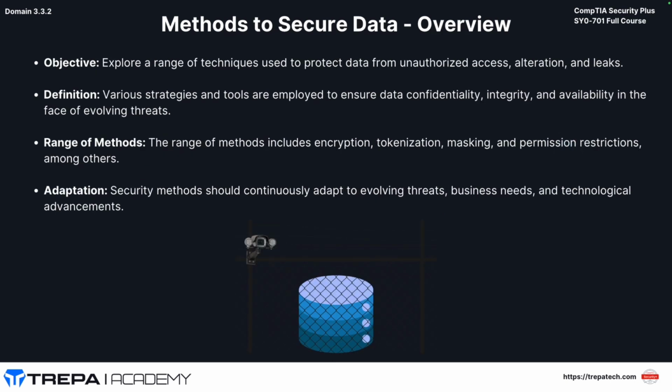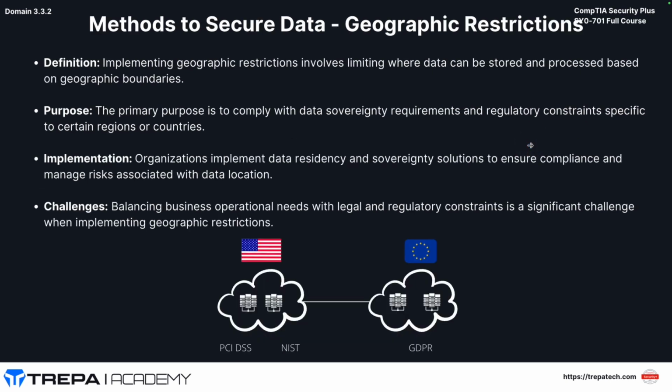Okay, now we're going to go over methods to secure data. So we're going to go over a bunch of different protocols and technologies that we've already talked about that secure our data. So let's get into it. So geographic restrictions. Implementing geographic restrictions involves limiting where data can be stored and processed based on geographical boundaries. This is just saying, hey, look where it's going to be stored. Do we want to comply with those legal requirements? No, store it here. That's all it's saying, just the geographic restrictions.